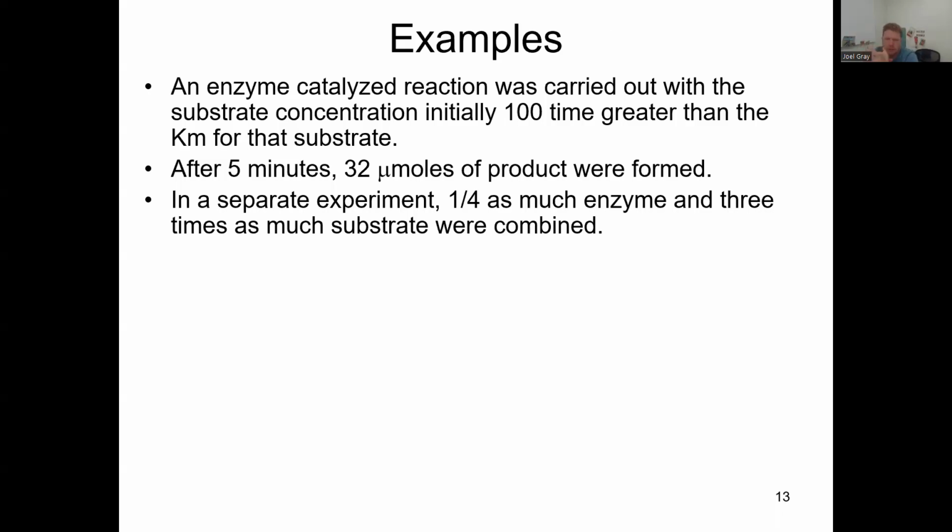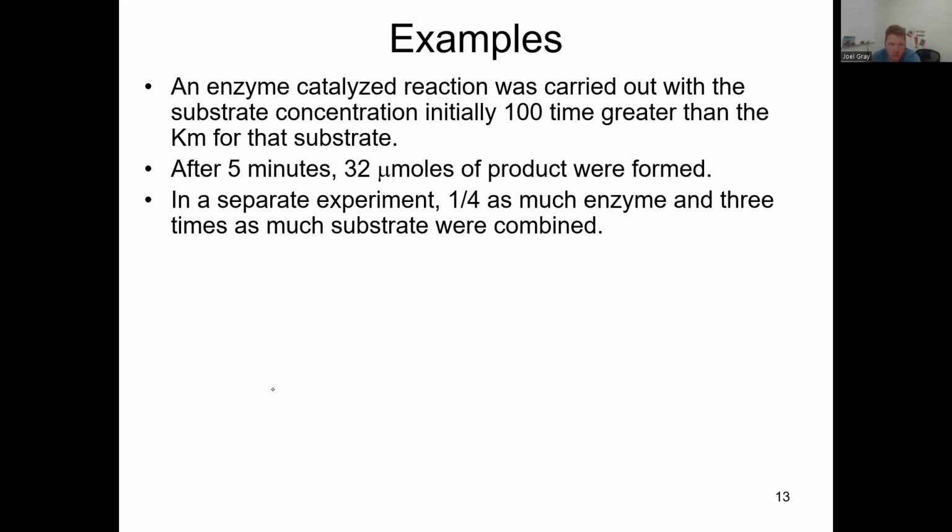So here's another example problem. An enzyme catalyzed reaction was carried out with the substrate concentration initially 100 times greater than the Km for that substrate. Okay, so if you remember, your Km is the concentration of your substrate that gets your enzyme to half of its maximum velocity. So now what we've done is we said, all right, well, you need this much. We're going to do 100 times that.